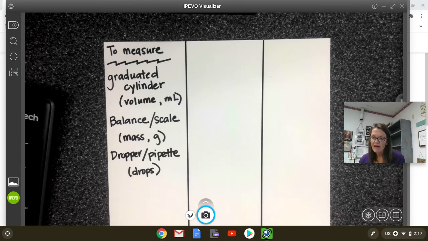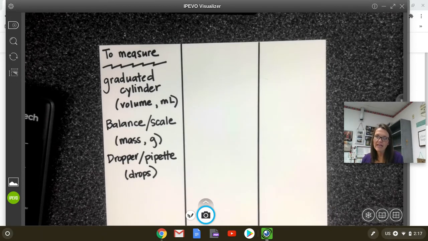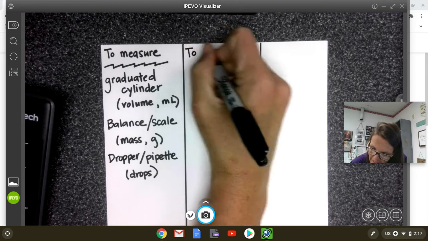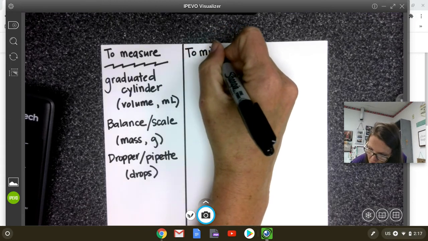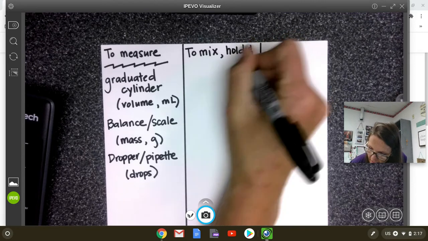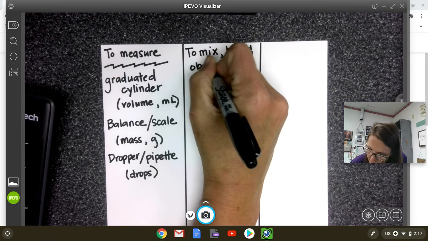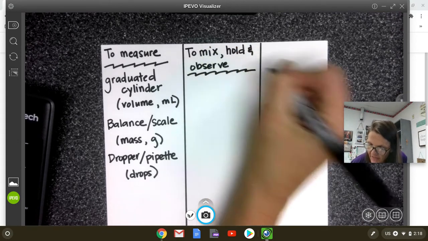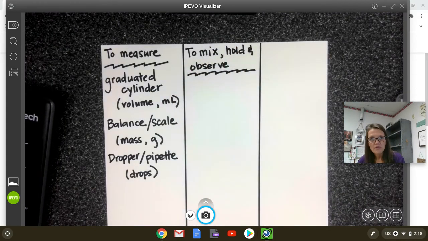Okay, so that brings us to our next category of items that we need to be familiar with in the lab, and that is items that we use to mix, hold things, and observe. And again, if you aren't familiar with any of these items that I show you, then when you write the name down in the category that they belong in, you should also put a little bit of a sketch.